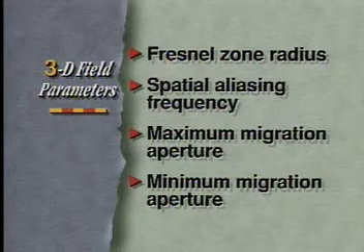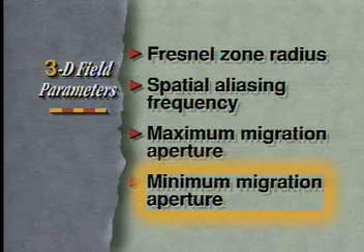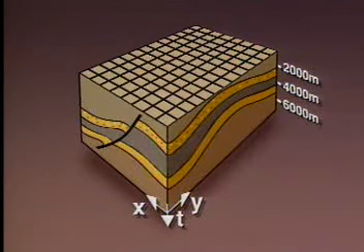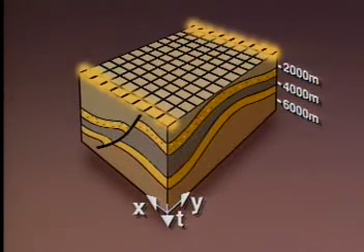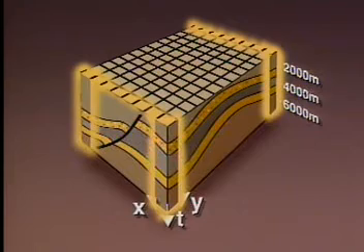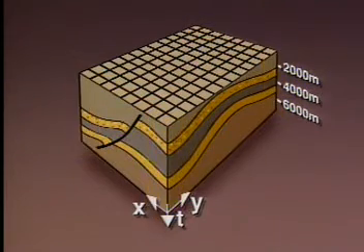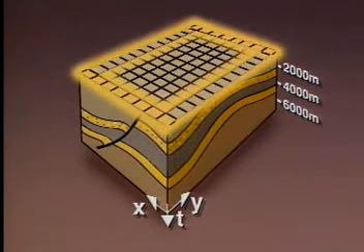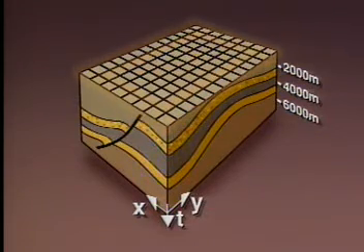The fourth and final parameter to determine is the minimum migration aperture. This value tells us how far we need to extend lines in order to get proper full-fold migration over the prospect and a satisfactory seismic response in areas of zero dip. In practice, we compare the minimum and maximum apertures and use the larger value, which may be on the order of a kilometer, to extend the overall size of the survey.